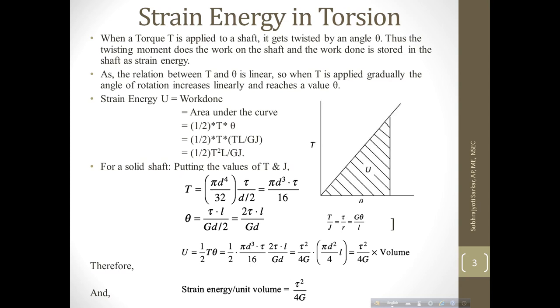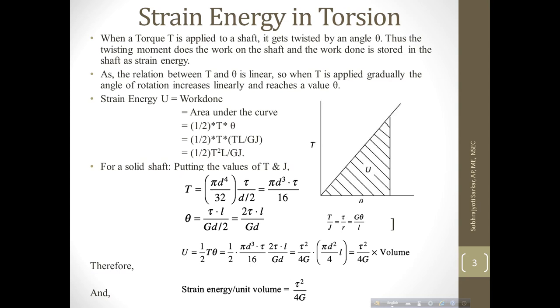We know that the strain energy is half into T into theta. Just put the values of T and theta. We get half into pi d cube into tau by 16 into 2 tau into L by GD. So this 2 gets cancelled, this 16 can be written as 4 into 4, and D gets cancelled. We are left with pi d square by 4 into tau square into L by 4G.